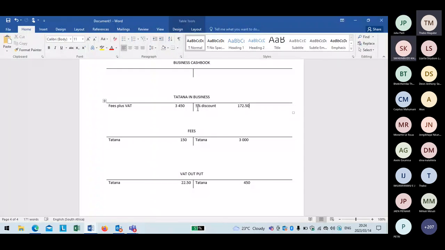It's month end and we want to get paid for the work we have done. Do we know how much Tatana owes us? Yes. How much? 3,277.50. Right.